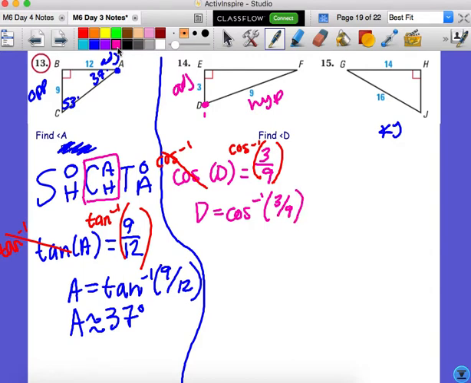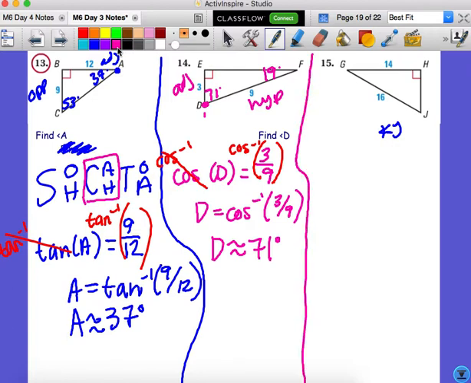So second cosine to pull up its inverse, 3 divided by 9. And I find out that D is approximately 71 degrees. So again, once I know D, if they ask me to find F, I can just subtract all of those angles from 180 to find out that F is about 19 degrees. I recommend that you try 15 on your own and then come back to check.